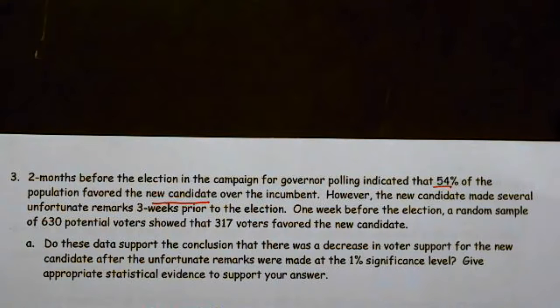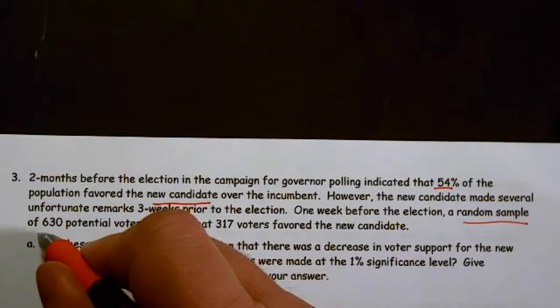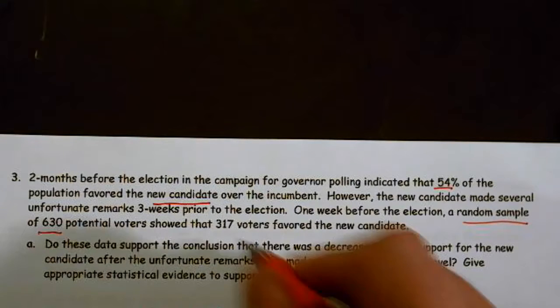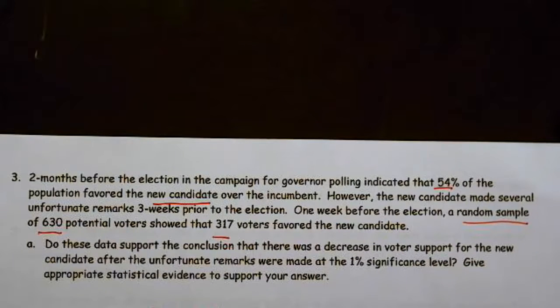However, the new candidate made several unfortunate remarks 3 weeks prior to the election. 1 week prior to the election, a random sample, that's nice, of 630 potential voters showed that 317 favored the new candidate. Does the data support the conclusion that there was a decrease in voter support for the new candidate after the unfortunate remarks were made at the 1% significance level? Give the appropriate statistical evidence to support your answer.